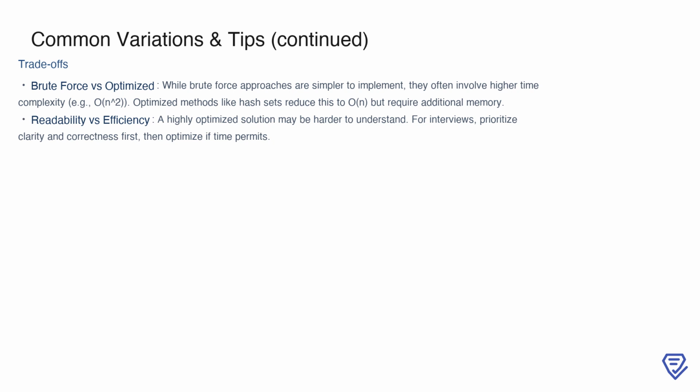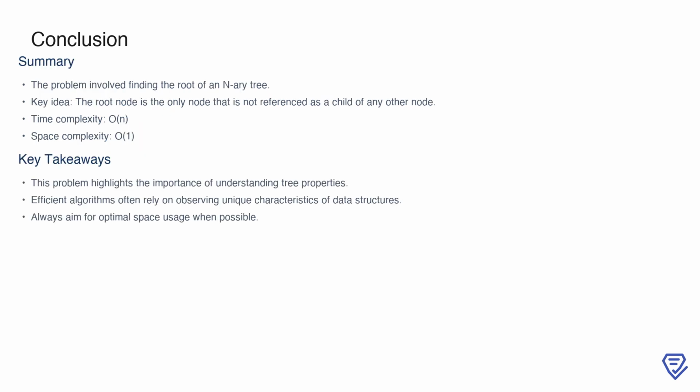Another trade-off to consider is readability versus efficiency. Highly optimized solutions can sometimes be harder to understand, especially under the pressure of an interview. In these situations, prioritize clarity and correctness in your initial solution. Once you have a working implementation, you can discuss potential optimizations with your interviewer. This approach not only demonstrates your ability to write clean, maintainable code but also shows that you're capable of improving efficiency when necessary. Balancing these factors is key to crafting a solution that is both effective and well-suited to the problem at hand.